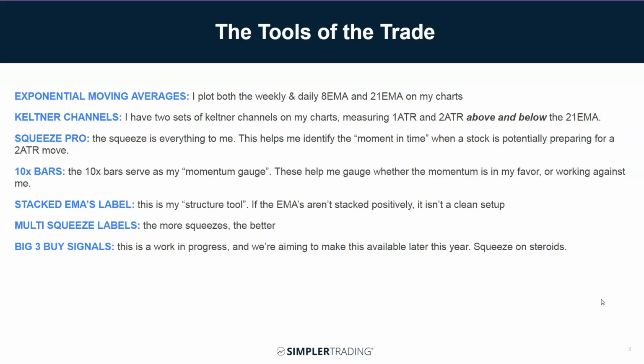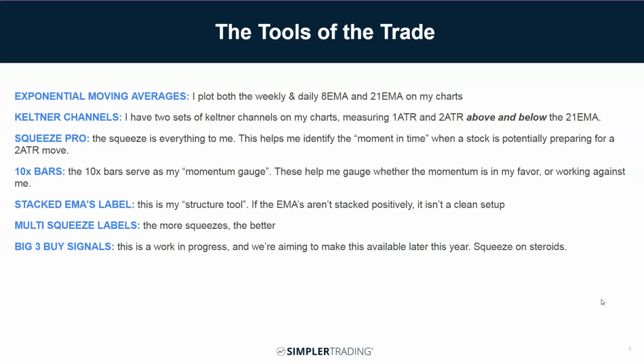And then I like to utilize the multi-squeeze labels. So I'm a big labels guy. It keeps my charts a little bit cleaner, but I'm still getting quick insights. So the multi-squeeze label, I'll show you what that looks like. I can pull up a ticker and see if that stock is squeezing on a weekly, a 3-day, a daily, a 4-hour, 2-hour, 60-minute, 30-minute, 15-minute, 5-minute. And the more squeezes, the better, right?